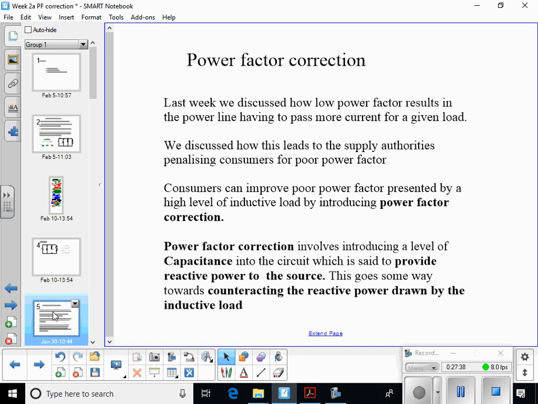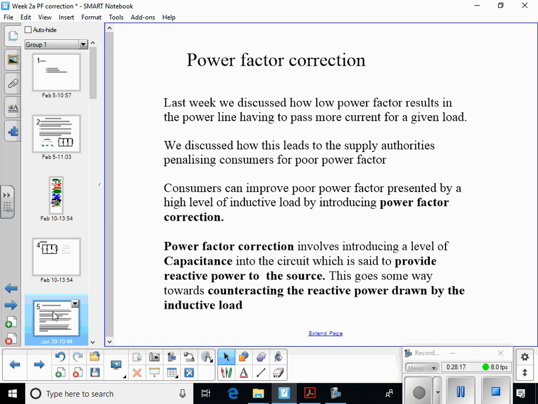So consumers can improve power factor presented by a high level of inductive load by introducing power factor correction. That involves introducing a level of capacitance into the circuit, which is said to provide reactive power to the source, going some way towards counteracting the reactive power drawn by the inductive load. Because they work in opposite ways to each other, the reactive power can be counteracted by adding a proportion of capacitive load.